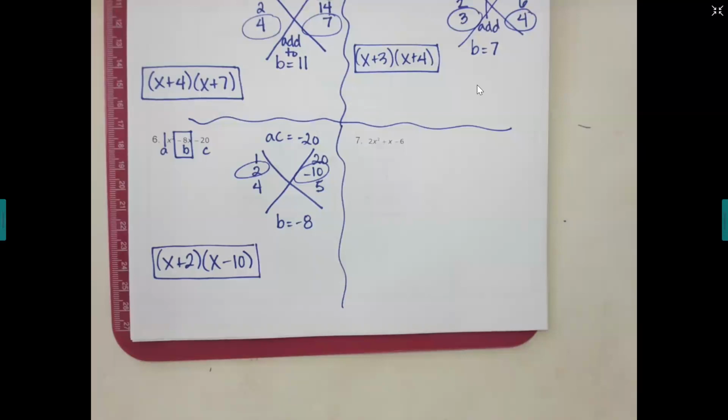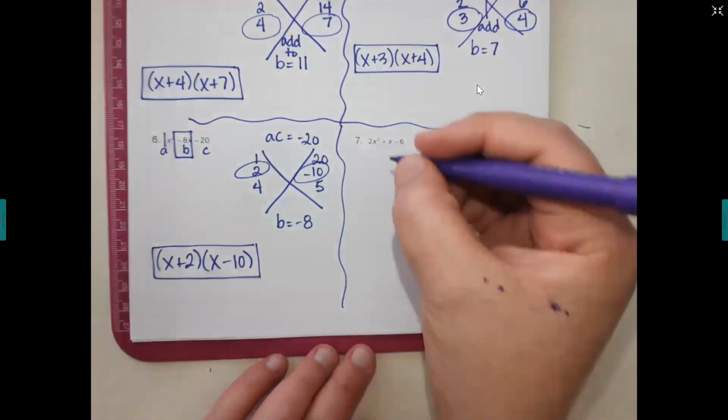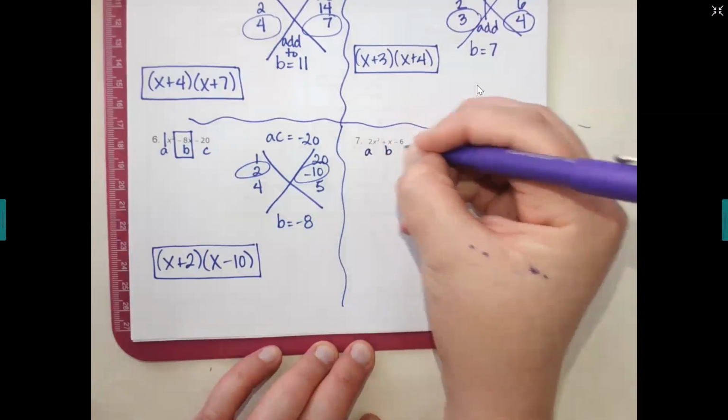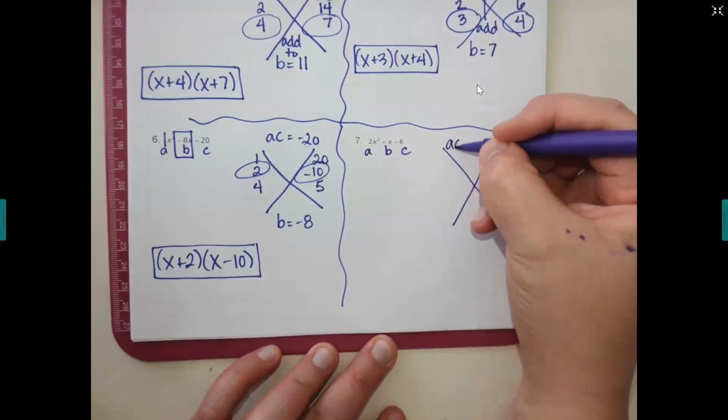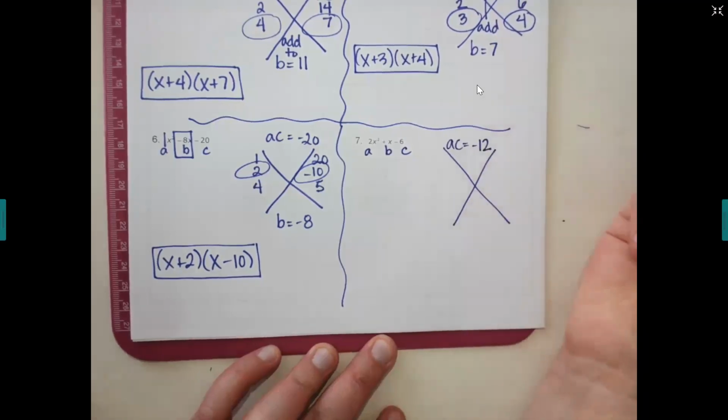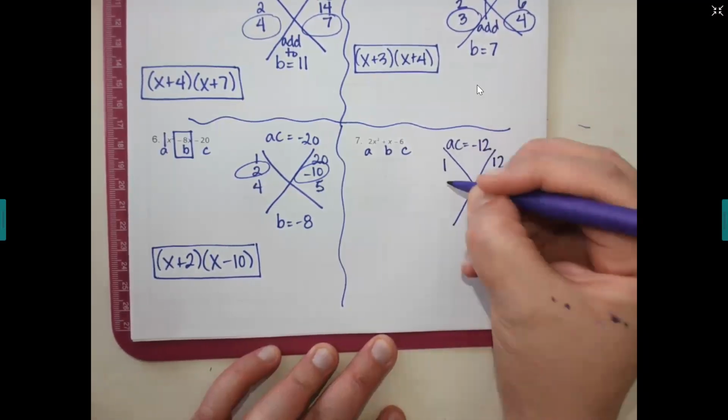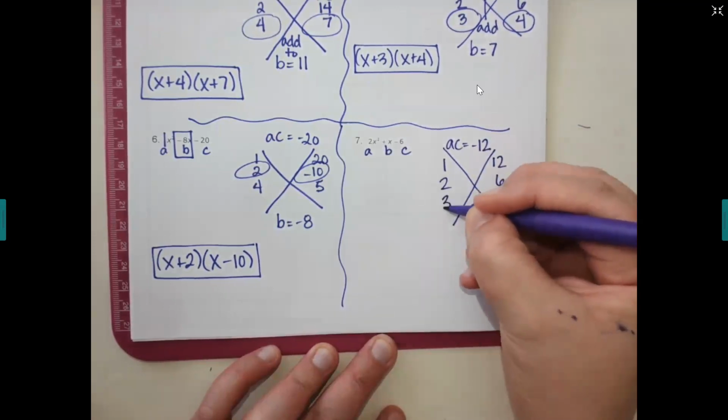Okay, and then if your B doesn't have a number in that spot, that means it needs to be what number? A 1, very good. Okay, so A, B, C, can you tell me the number at the top of your chart? -12 is correct. Which means I have 1 and 12, 2 and 6, 3 and 4.